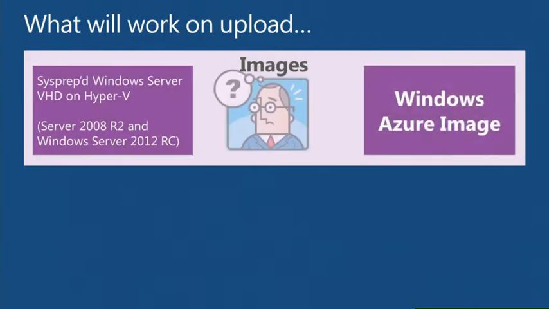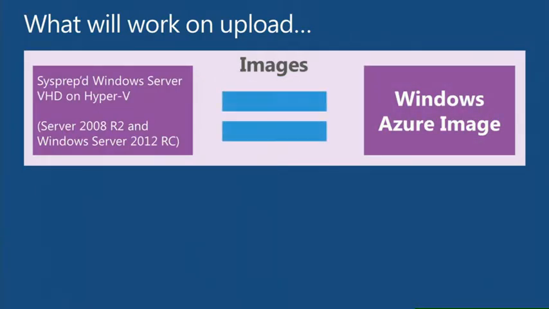So this is sort of the question that was just asked. What will work on upload? What are you allowed to use? Well, obviously images work really well. If you've sysprepped these, if they're VHDs that you've created on Hyper-V, or you've converted, you don't have to create them on Hyper-V, but they've been sysprepped, they work really, really well. Sysprep actually does a lot of great things to make sure that these images move cleanly and successfully.